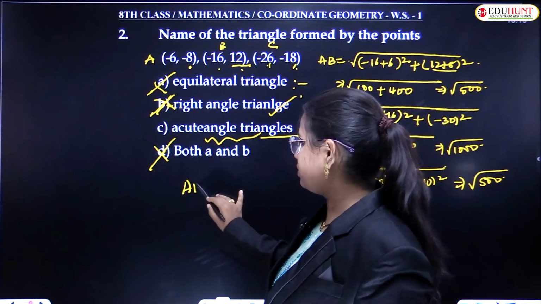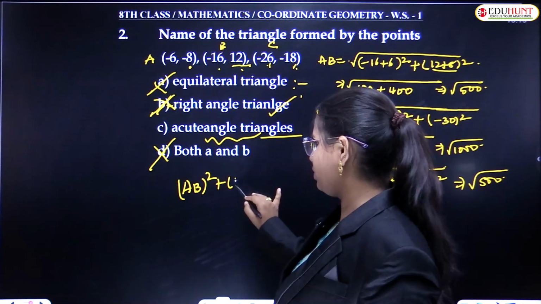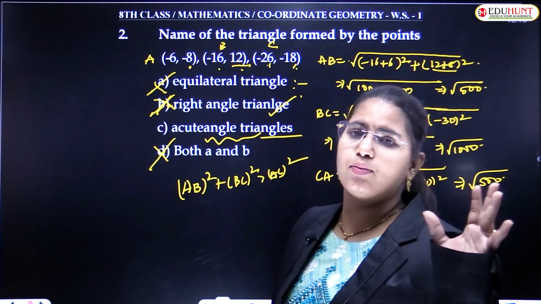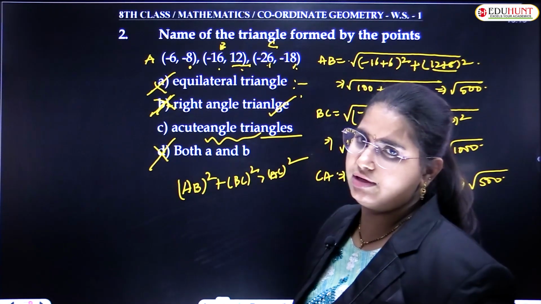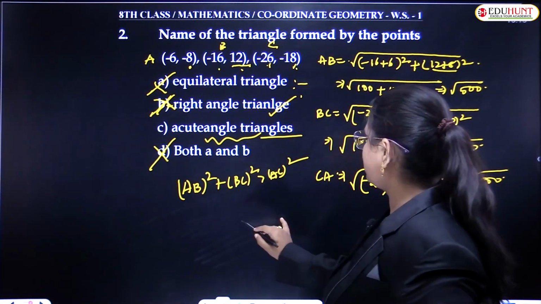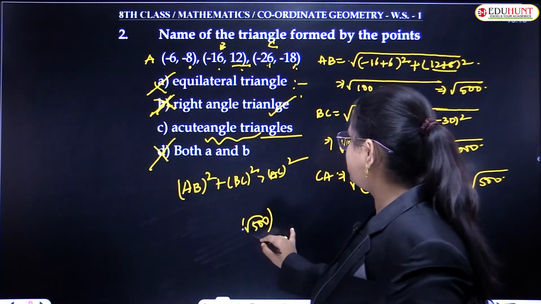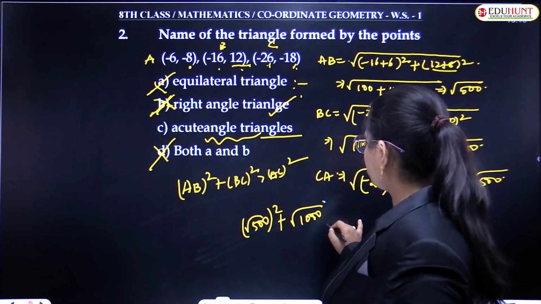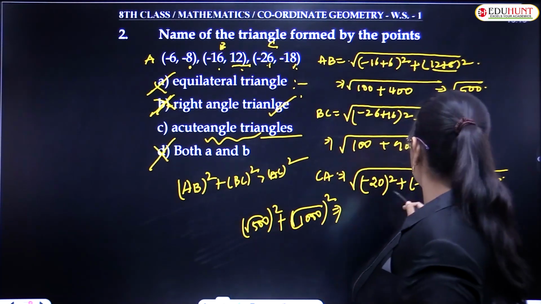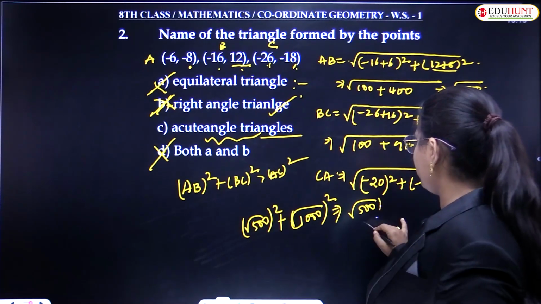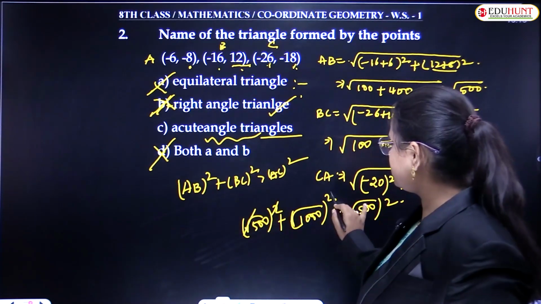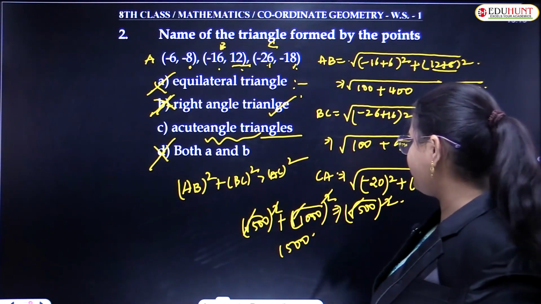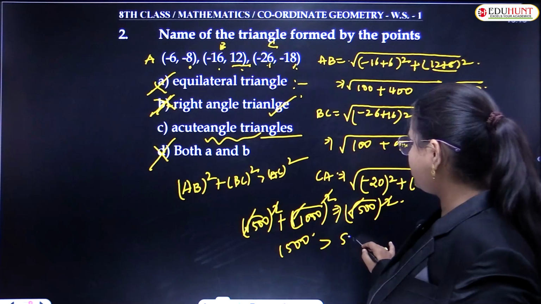In order to be an acute angle triangle, AB square plus BC square must be greater than AC square. Means the sum of any two sides must be greater than the third side, right? So let us take root 500 square plus root 1000 square, which is equal to root 500 square. Square root cancels. 500 plus 1000 is 1500, which must be greater than, and this is greater than 500.